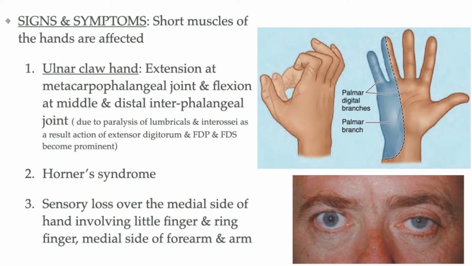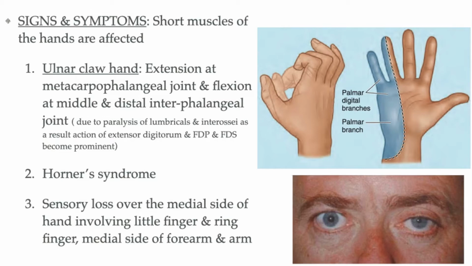Now let us try to understand what the signs and symptoms are with which the patient will present to us. In this condition, because of the injury to C8 and T1 spinal nerves, the short muscles of the hand will get paralyzed. As a result, the patient will present with a clinical condition called ulnar claw hand. In this, extension at the metacarpophalangeal joint and flexion at the middle and distal interphalangeal joints will occur in the case of the 4th and 5th digits.